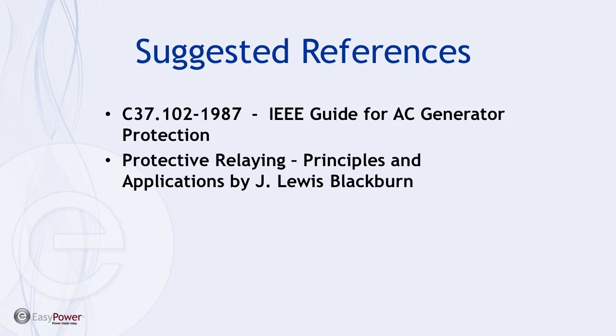All right, so suggested references if you want more information. The kind of Bible that we go by is the IEEE Guide for AC Generator Protection, C37.102. As far as a text, if you're interested at all in protection or protective relaying, I would recommend the Protective Relaying book by J. Lewis Blackburn. And I'm sure if you search for this at Amazon, you'll find it.